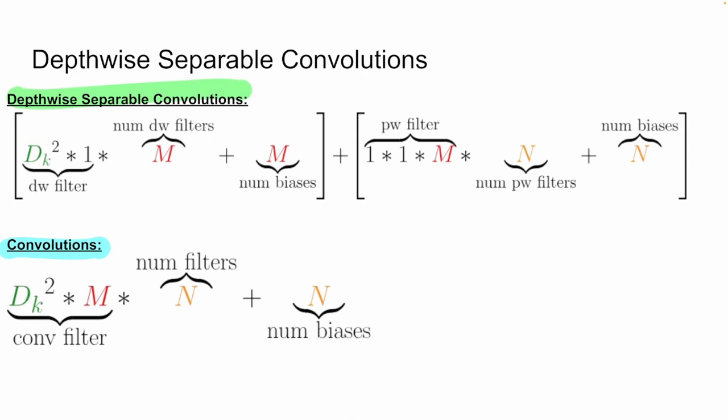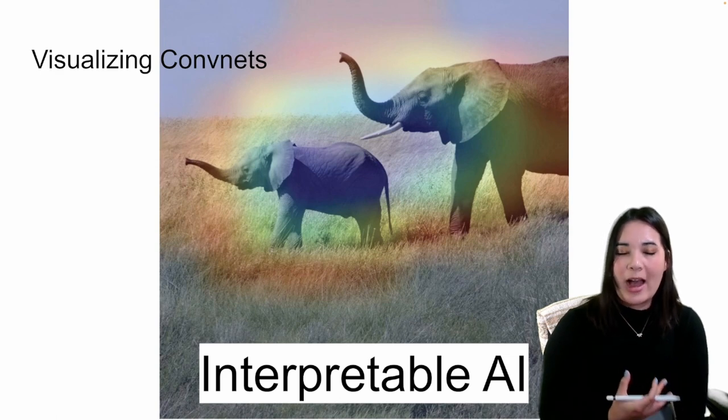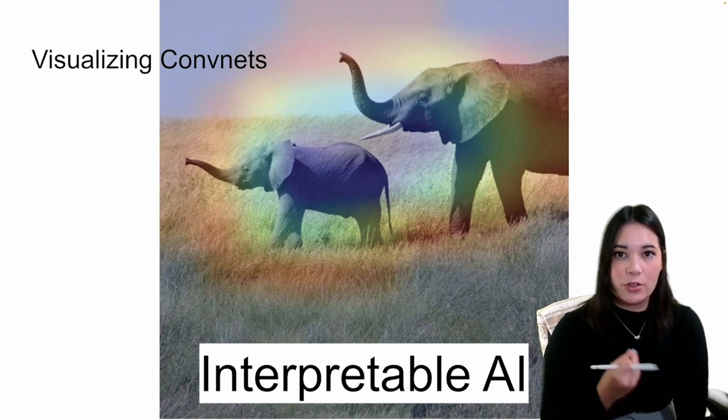And it turns out that our performance is not really inhibited that much when we have depthwise separable convolutions, and thus it basically saves us a lot of time and a lot of parameters while still giving us similar performance to a typical convolution. Next, let's talk about how we can visualize convolutional neural nets.